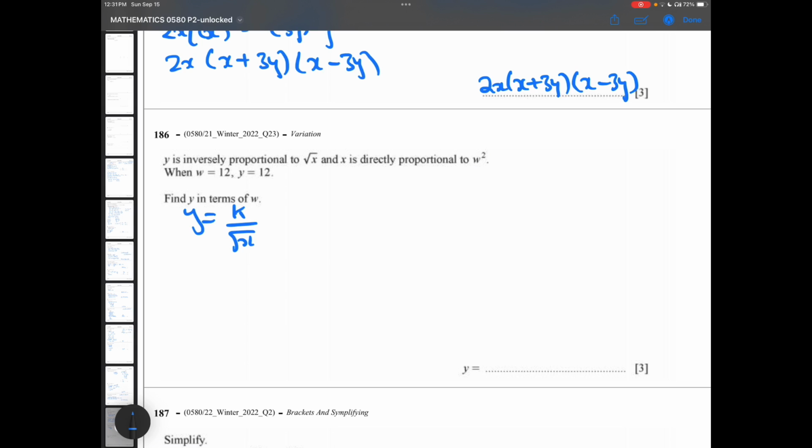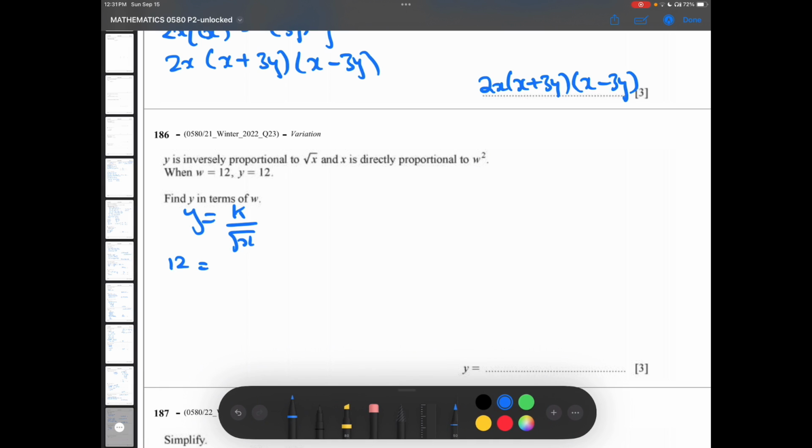So we have been given the value of w and y. So let's place their values. Y is 12. Wait, there's another part in the question as well which I haven't read. So I'm going to do it again.